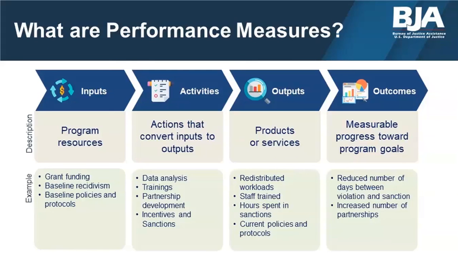Outputs are the countable products or services that result from these actions. These may include distributed workloads, staff trained, hours spent in certain sanctions, and current updated policies and protocols. Outcomes speak to longer-term program goals. Associated outcomes can, unsurprisingly, be found in the outcomes section at the end of the performance measure questionnaire. This section includes items such as days between violations of conditions of supervised release and administration of a sanction, and the number of agencies participating in the SCF initiative partnership.